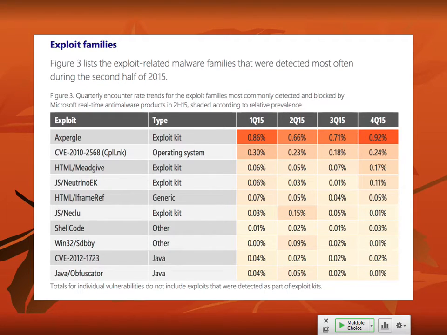So here's what they showed, the malware families. Mostly what you have now is exploit kits. Axpergle seems to be the latest one now. Three out of the top four threats are exploit kits.